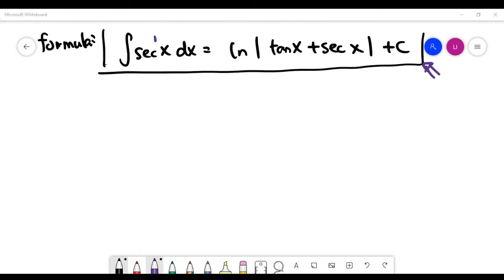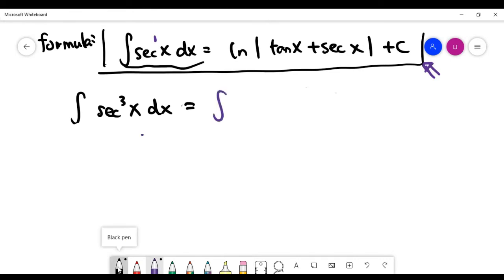And the next step is to look at the integral for higher odd integers. So for example, let's try to integrate secant to the power 3x dx. So to be honest, it's not something very easy. We have to kind of try our luck. And there's a clever way of using integration by parts if you observe something.